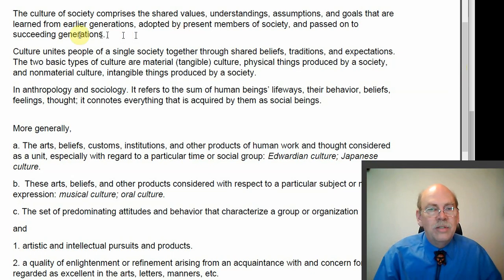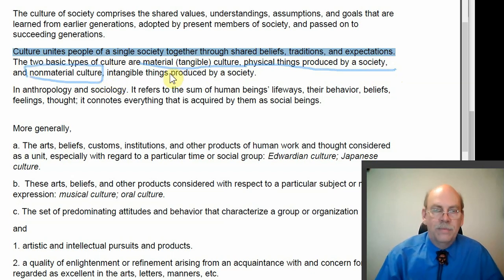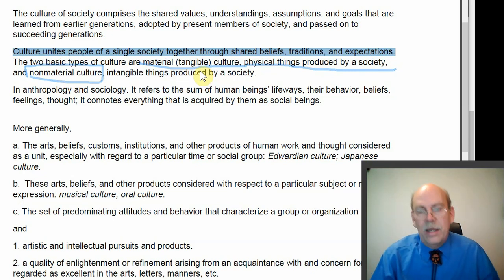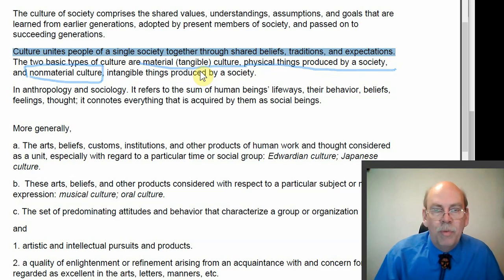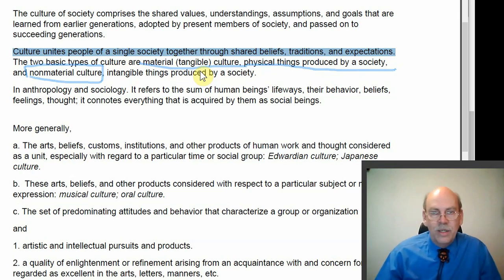Culture unites people of a single society together through shared beliefs, traditions, and expectations. The two basic types of culture are material, which is physical things, and, oh, this is not working. Material, tangible things, physical things, produced by society that we introduced before, and non-material culture, which we can say is intangible things, produced by society. So, non-material could be the steps to a dance. The steps to a dance. Do you remember it? You can make a video, and the video will be tangible. But the actual steps in a dance is not a physical thing.